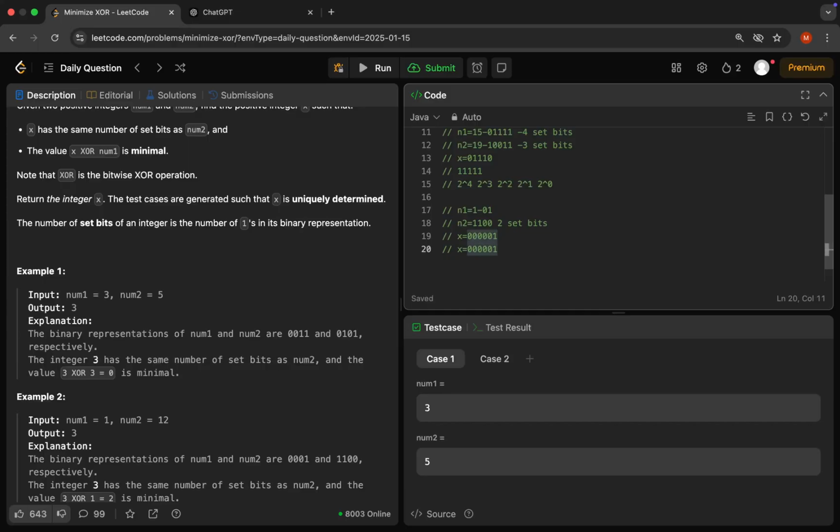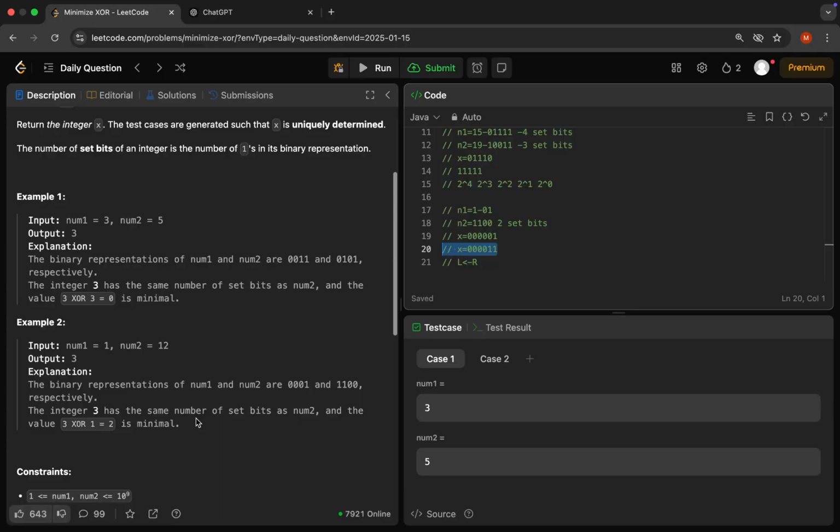So what we will do, we will iterate from right to left, from the right side to the left side. We will move from right to left, and we will choose the off bits and make them set bits, from the remaining set bits. So this is the answer which is given here, x equals 3, which is the minimal.